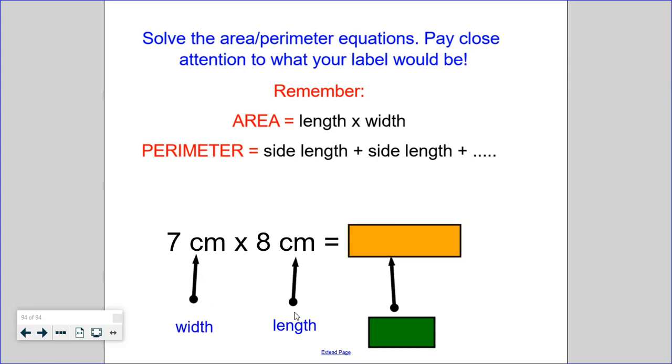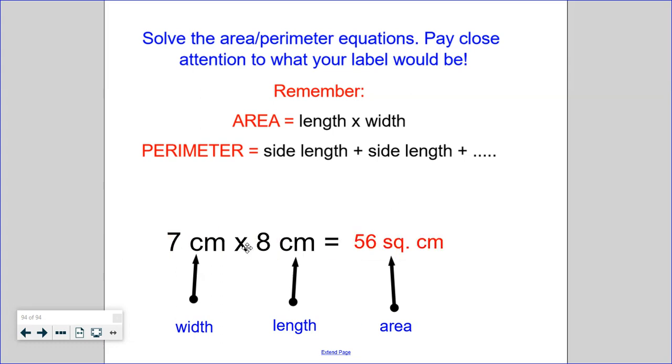Could this be the length and this be the width? Yep, it doesn't matter. The width times the length is going to equal the area. Well, what is 7 times 8? 7 times 8 is 56. So 7 centimeters times 8 centimeters is going to equal 56 square centimeters. How did I know to put square there? Because when you multiply the width times the length, you get the area. Area always is measured in square units.